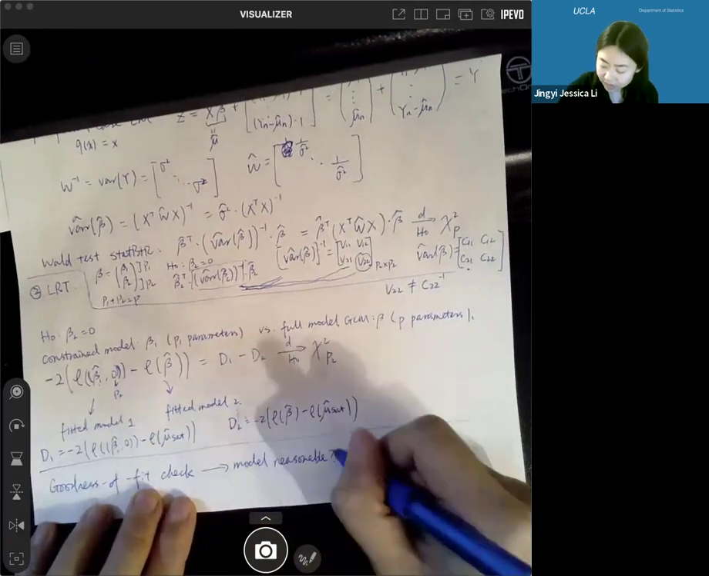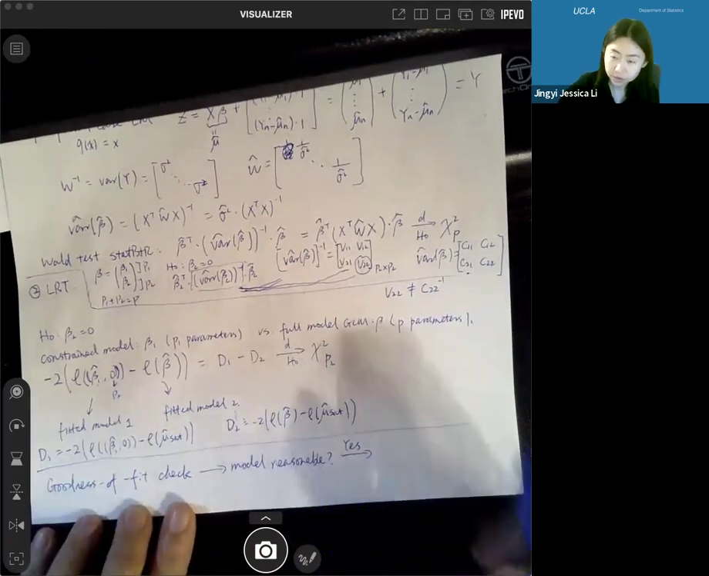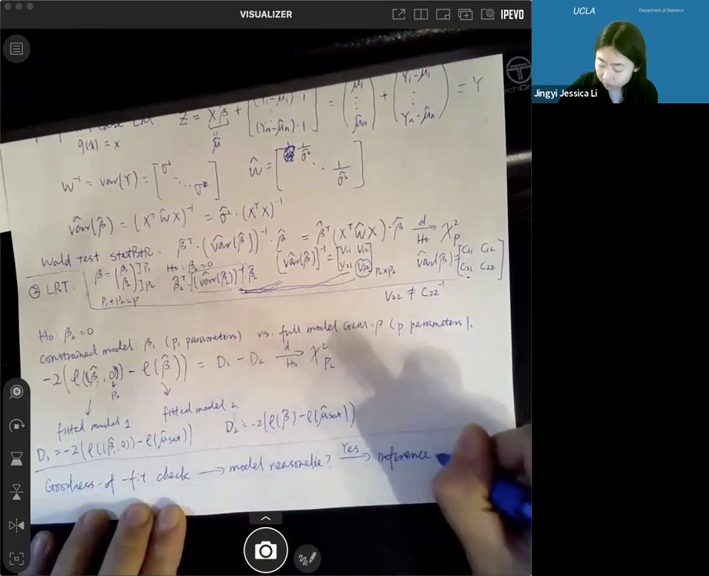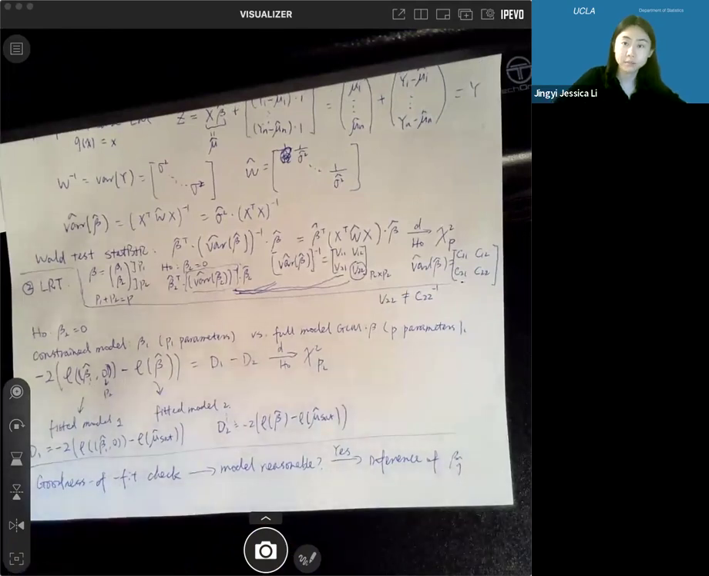Model reasonable? If the answer is yes, then we go to the next step. We do the inference of a certain beta J to tell a story about the covariate J. So that's how we do it in practice.